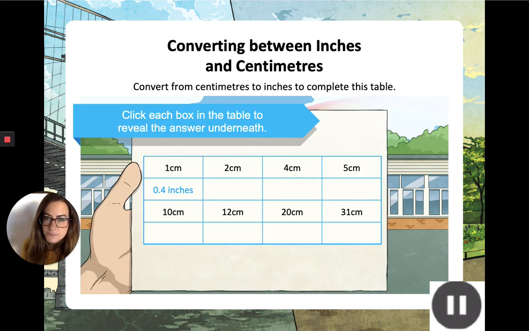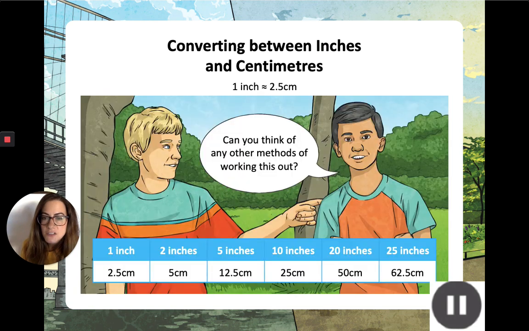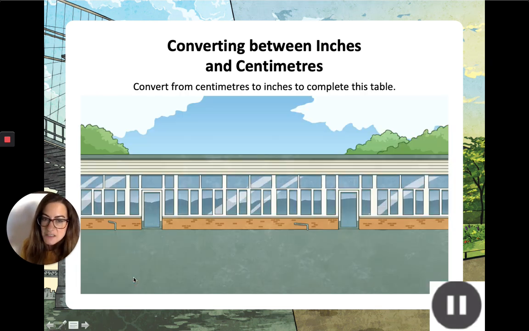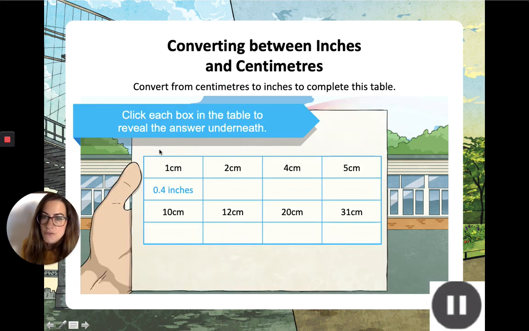So we can also convert the other way round. First, in this slide, we were converting inches to centimetres, but you can also convert centimetres to inches in exactly the same way. So what I'd like you to do in a minute is pause the video to see if you can complete the table using exactly the same method that we did before.